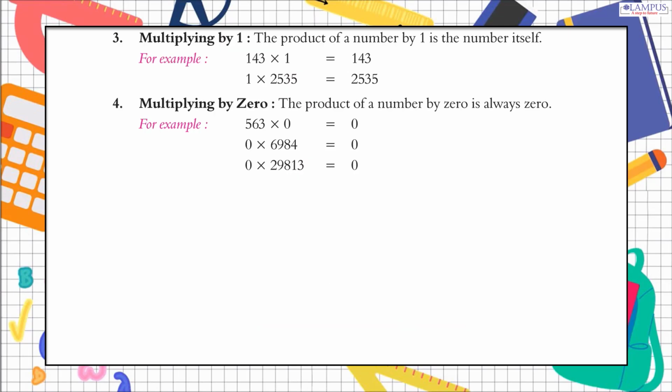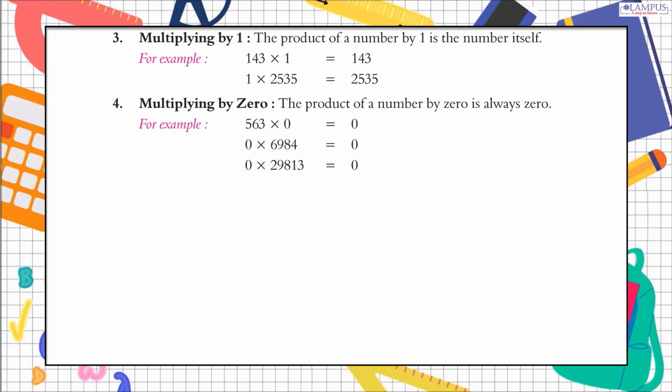3. Multiplying by 1. The product of a number by 1 is the number itself. For example, 143 times 1 equals 143. 1 times 2535 equals 2535.